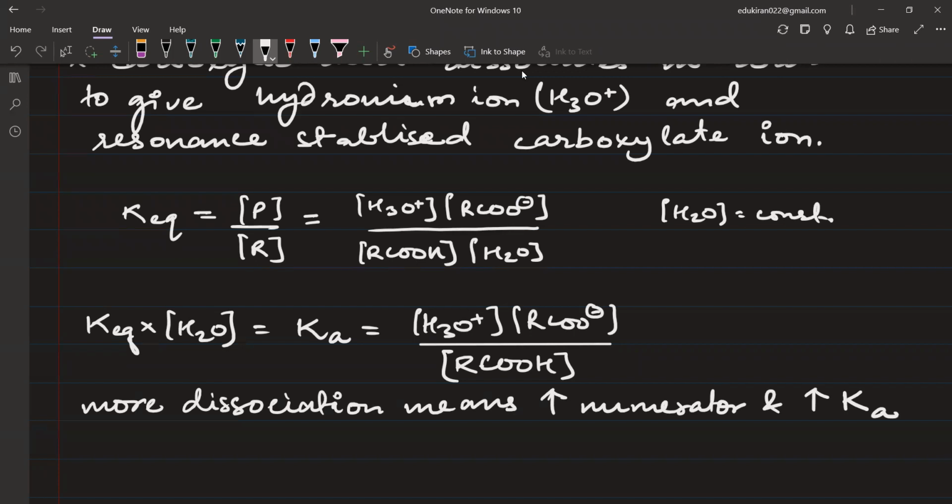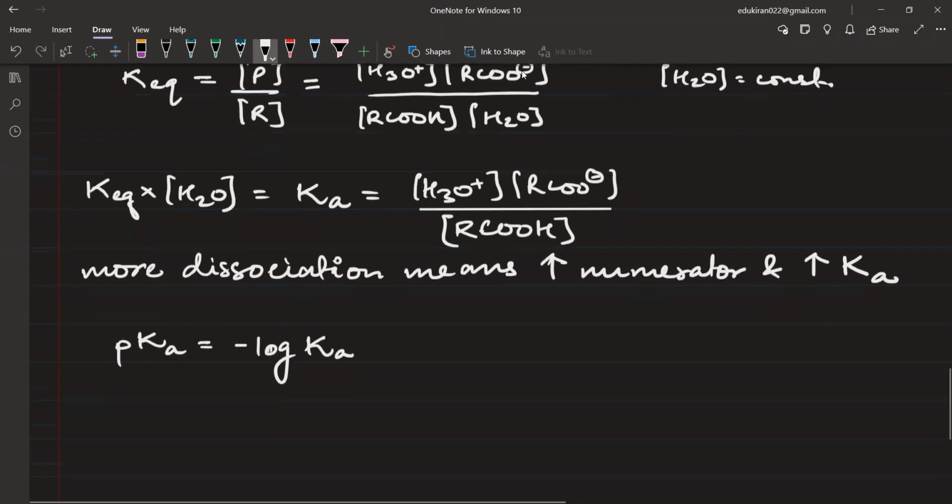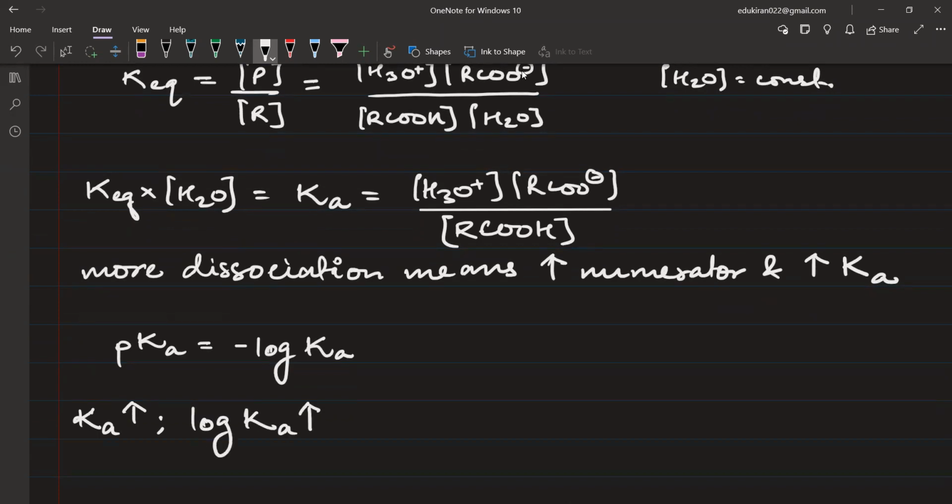But Ka has very large values, 10 to the power 7, 10 to the power 8, and so on. So we don't use Ka, we use pKa. pKa is defined as the negative log of Ka. If you have high Ka, the negative will be smaller. If Ka is high, log Ka will also be high. For example, if log Ka has a value of 5, then minus log Ka becomes minus 5. So if log Ka is high, minus log Ka is going to be even lesser, and that is why pKa is also less.